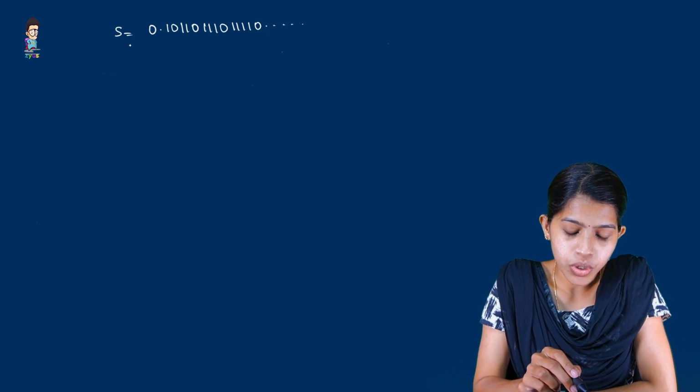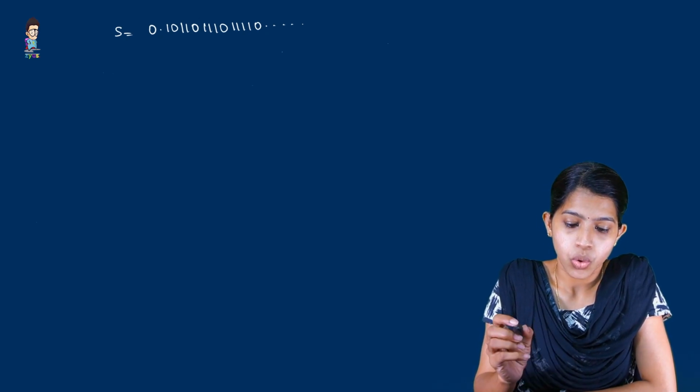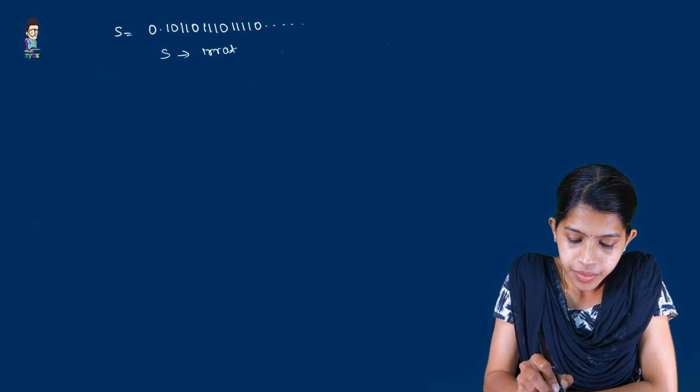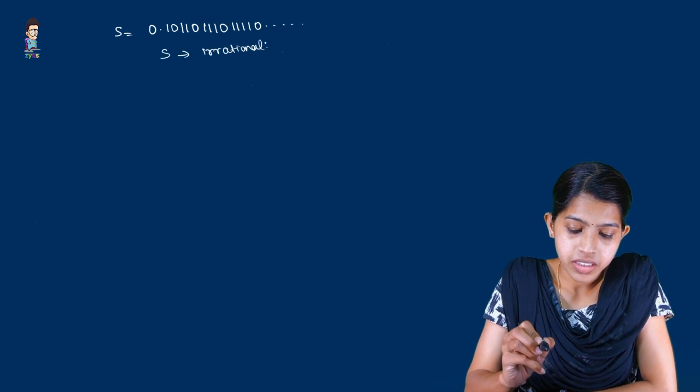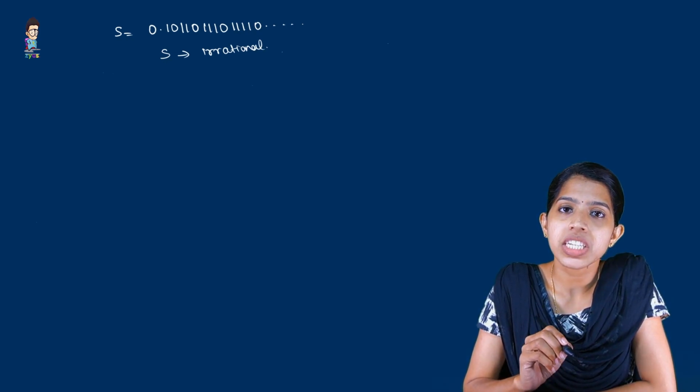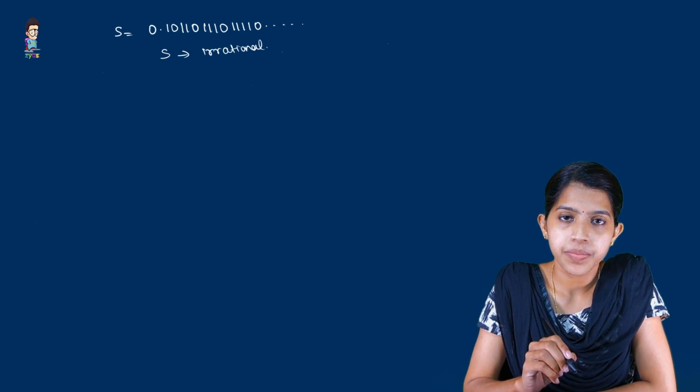Let s is equal to 0.10, 110, 1110 and 11110. Clearly, this number has a decimal expansion that is non-terminating, non-recurring. So, this number s is irrational. Similarly, root 2 and pi are irrational numbers, and we can say that their decimal expansion is non-terminating, non-recurring.